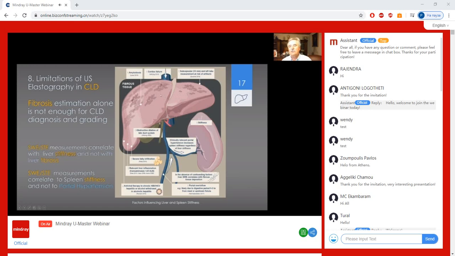One is cardiac failure causing dilatation of the hepatic veins and the inferior vena cava, and this pressure tends to increase shear wave elastography measurements. Other causes of extrinsic compression to the liver are dilatation of the portal vein and the important dilatation of the bile ducts.